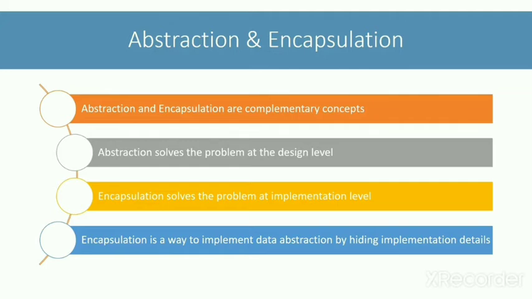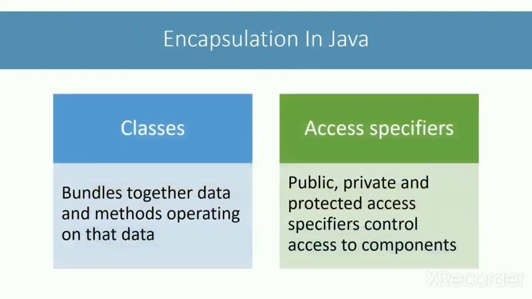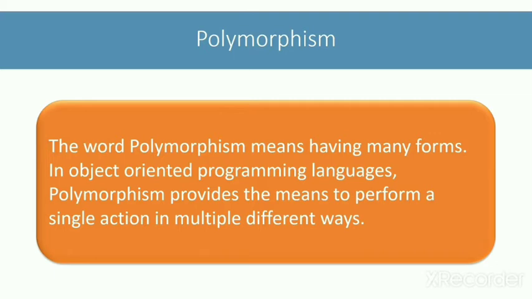Encapsulation hides the details of the implementation of an object. Java supports data encapsulation through classes and access specifiers: public, private, and protected. We will look into this a little bit later in this course. In this video, we will learn about polymorphism. The word polymorphism means having many forms. In object-oriented programming languages, polymorphism provides the means to perform a single action in multiple different ways.